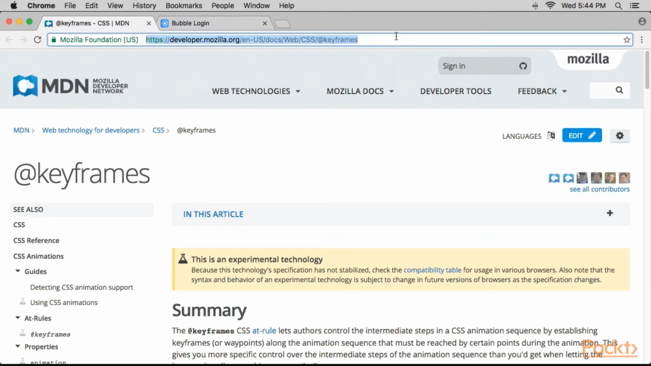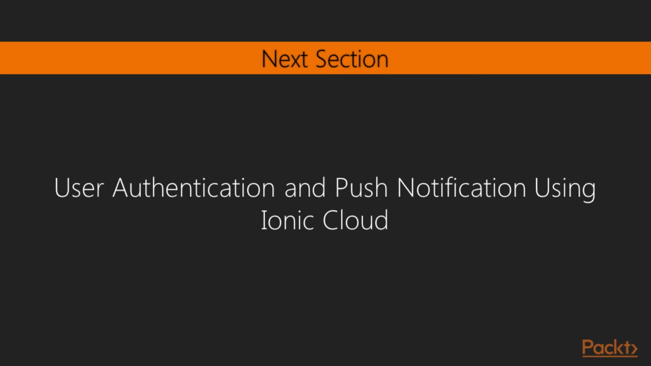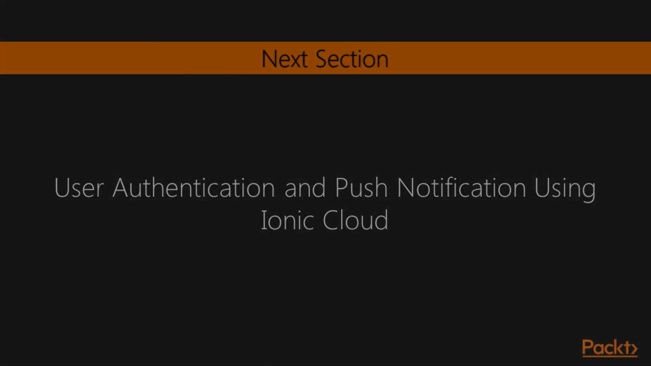In this video, we've learned about adding animation in the background of our login page. In this section, we saw a quick overview of animation features by embedding a full-screen inline video in the background, created a physics-based animation using Dynamic.js, animated the slide component by binding a gesture, and finally added a CSS animation to the background of a login page. Looks like we've come a long way, but there's still a lot more to learn. In the next section, we'll be learning about user authentication and push notification using Ionic Cloud.